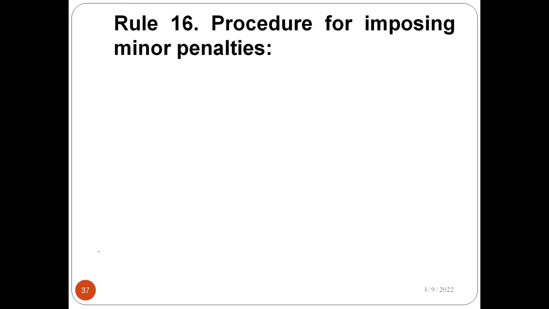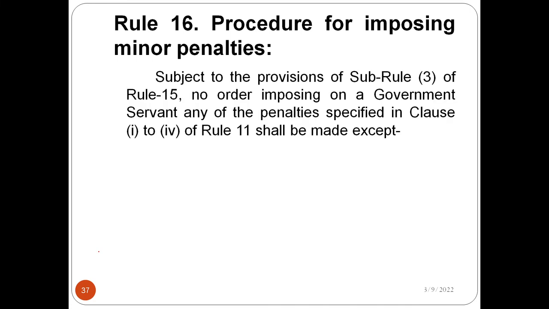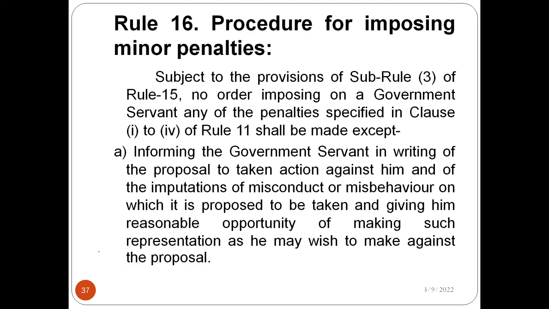Rule 16 of CCS CCA, procedure for imposing minor penalties. Subject to the provisions of sub-rule 3 of Rule 15, no order imposing on a government servant any of the penalties specified in clauses 1 to 4 of Rule 11 should be made except after informing the government servant in writing of the proposal to be taken against him and of the imputation of misconduct or misbehavior on which it is proposed to be taken, and giving him reasonable opportunity of making such representation as he may wish to make against the proposal.